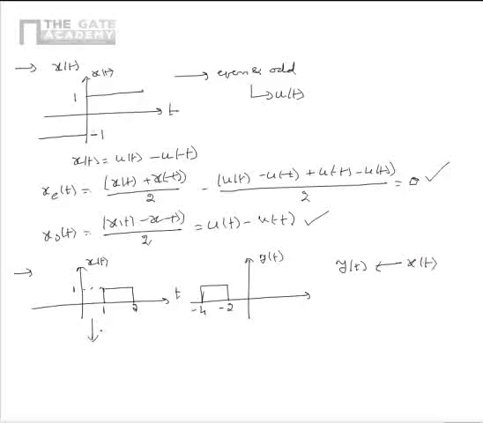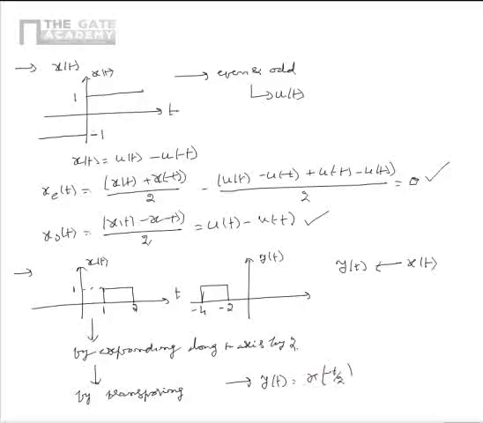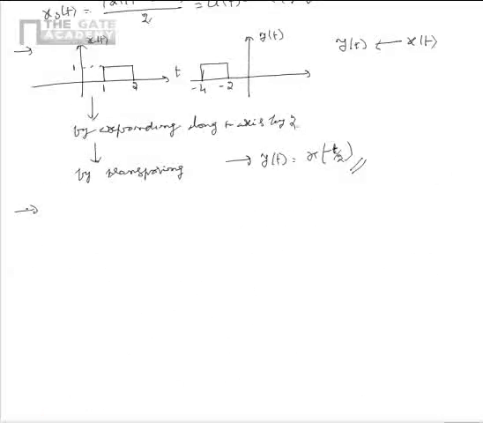From the figure we see that we can get y of t from x of t by expanding along the time axis by a factor of 2, then by transposing the obtained signal. From this, we see that the signal y of t can be written as x of minus t divided by 2. So, this is the required relation between y of t and x of t.